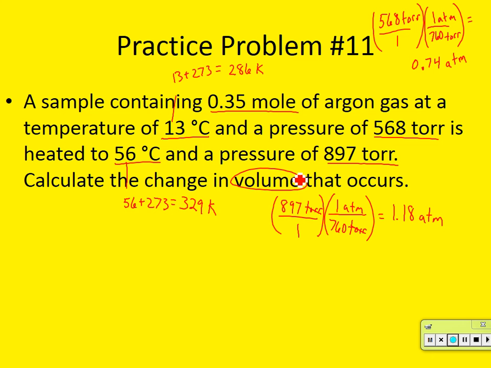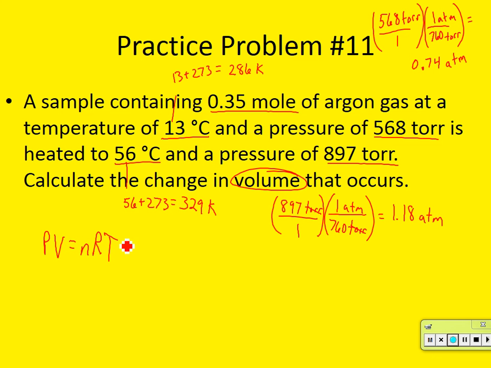So volume is what we really want to know, the final volume. Okay, we get to this part. Everything's converted. We got all the units right. Now what do we do? What gas law do I write down? Ideal gas law. So what is it? PV equals nRT. Good.